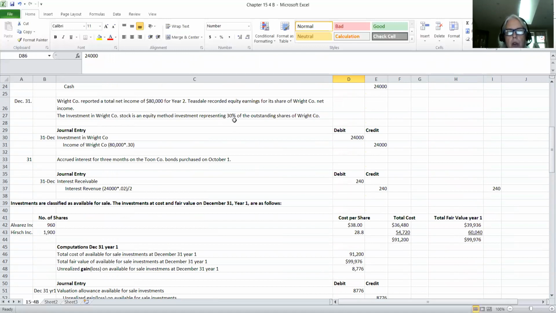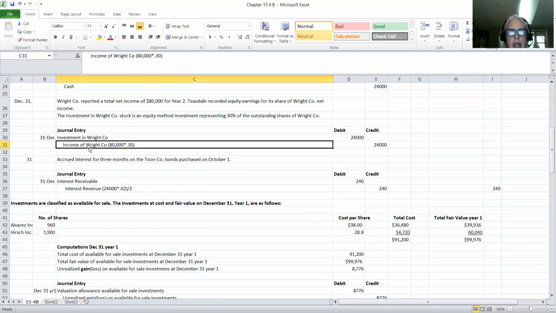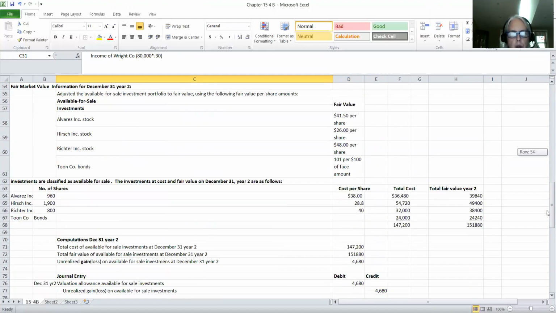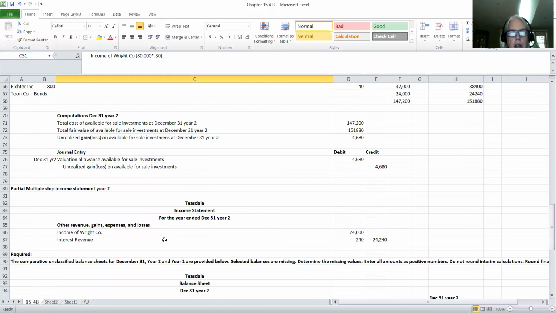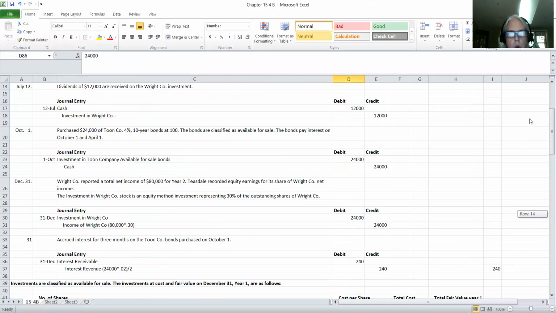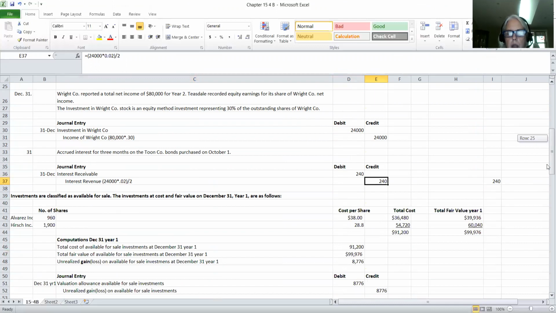We own 30% of the stock, so 30% times 80,000 is 24,000, and that 24,000 income of Wright Company stock would show up on the income statement as I have it prepared here at 24,000. Also on the income statement, we would record the interest revenue. All of your revenue accounts will show up on the income statement.